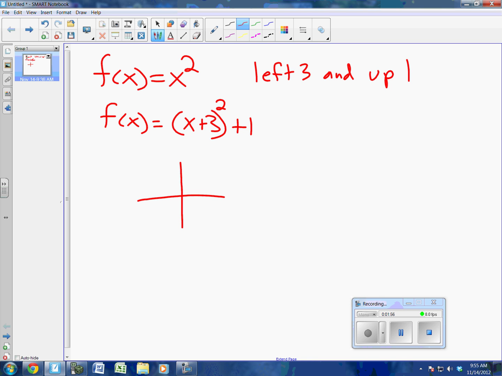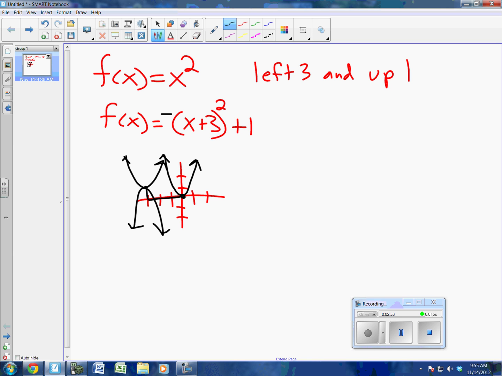So if I move this left 3 and up 1, this is what it's going to look like, right? Because the original one is right there at 0, 0, its vertex, and I moved it left 3 and up 1. Got it? That's how you move it left 3 and up 1. What if I wanted to flip it upside down? I could put a negative right here in front of the parentheses, and now it would go like this, right?